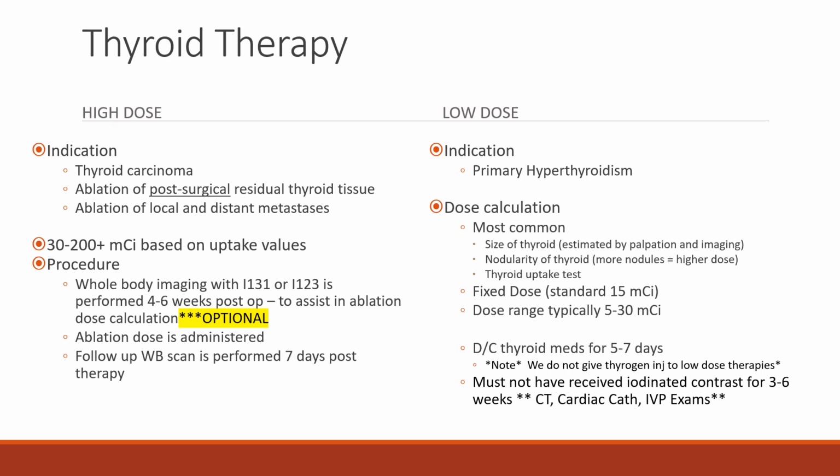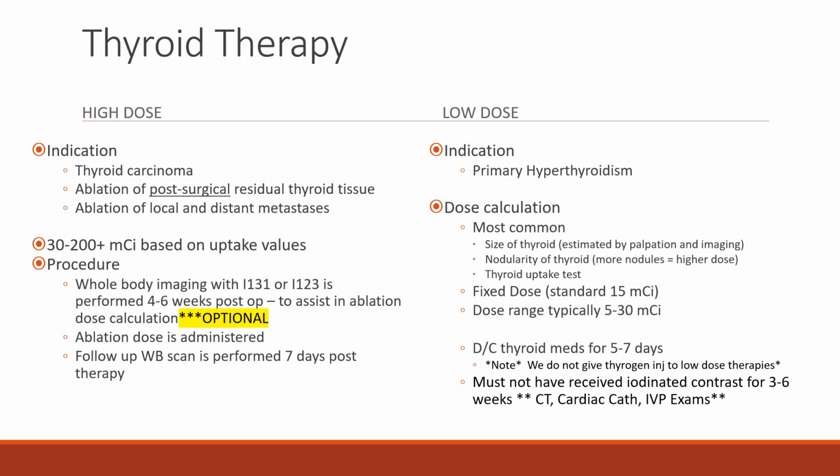Now, people will also get a low dose for thyroid therapy. The indication for that is primary hyperthyroidism. This is typically people with like Graves' disease or Plummer's disease. We don't really do this for Hashimoto's because remember, Hashimoto's is autoimmune, and patients will fluctuate between hyper and hypo until the thyroid kills itself, basically, or the autoimmune cells kill the thyroid. So Hashimoto's patients always end up becoming hypo over time.